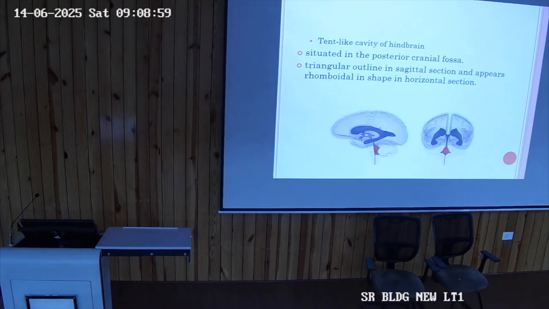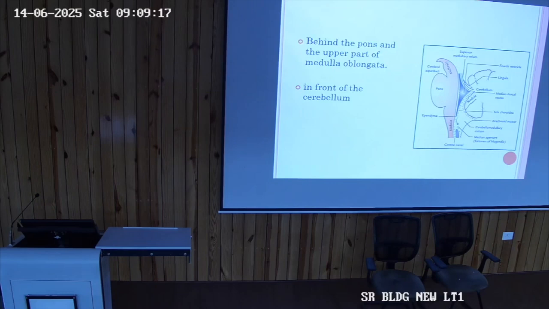This one is the inferior horn. Again, you can see this is the third ventricle. Through the foramen of Monro, this CSF will pass. Through the aqueduct of Sylvius, it will reach the fourth ventricle. Then it will travel to the central canal of the spinal cord. So this way, this is the fourth ventricle.